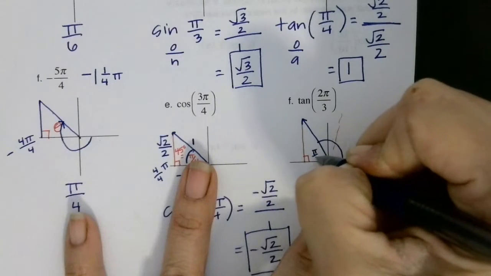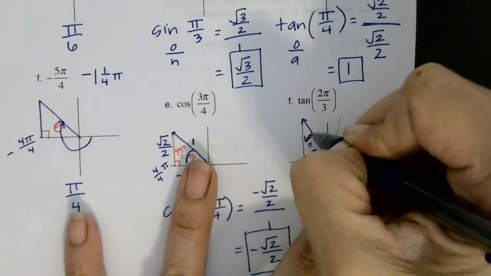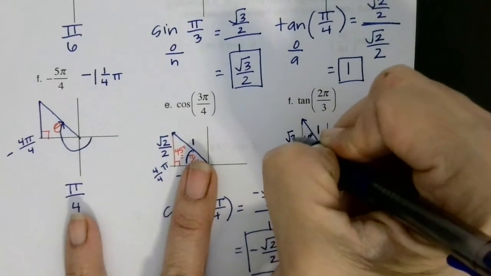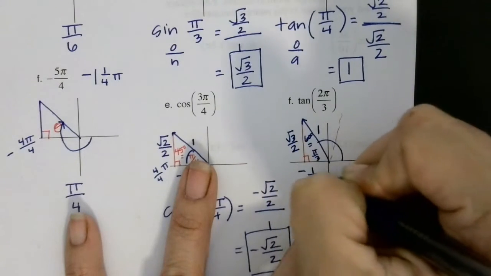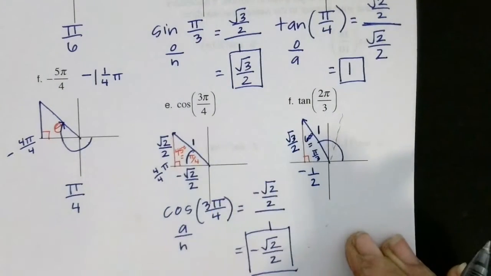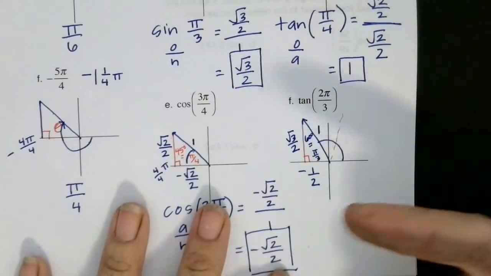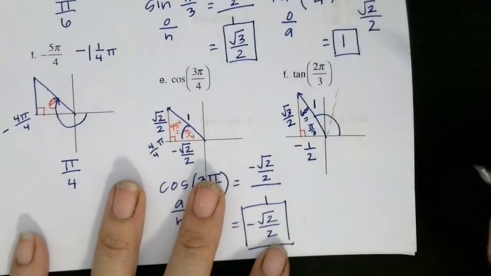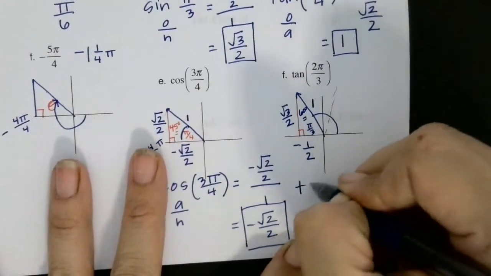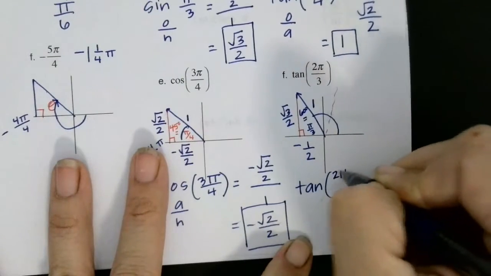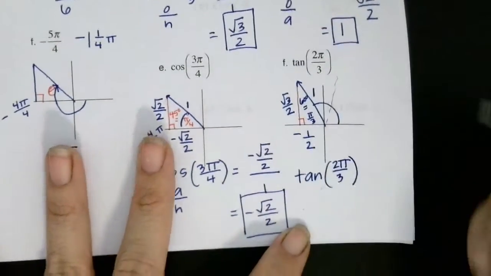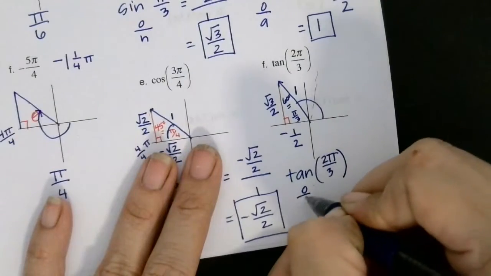So this is pi over 3, which is 60 degrees. So this is going to be root 3 over 2, but this is going to be negative 1/2. Why is it going to be negative 1/2? Because it's in the negative side for x's. So this is the tangent of 2 pi over 3, which is going to be opposite over adjacent.